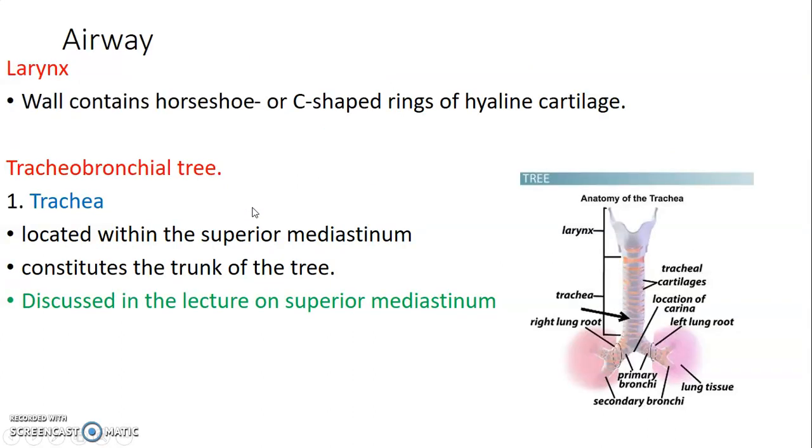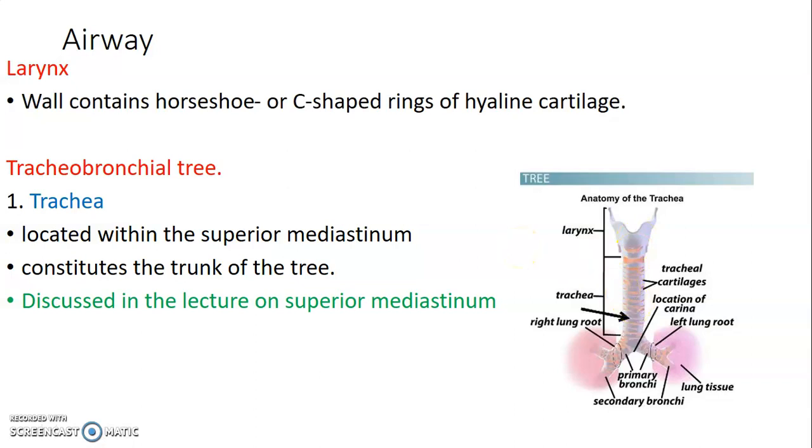So then we start with the airway. We have the larynx that contains horseshoe and C-shaped rings of cartilage, and the main cartilages are actually made up of hyaline, such as thyroid and cricoid cartilages. But we have other cartilages of the larynx that are made up of elastic cartilage. Remember, you have the arytenoid, corniculate cartilages apart from thyroid and cricoid. So next, air will move from the larynx into the trachea.